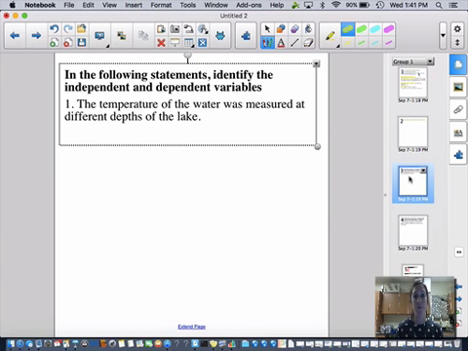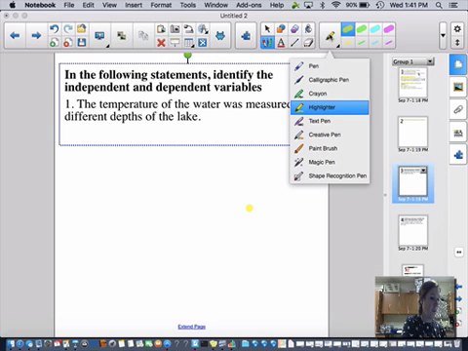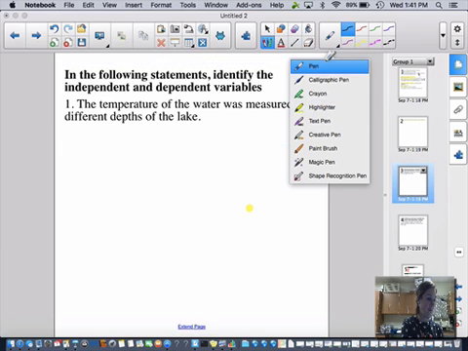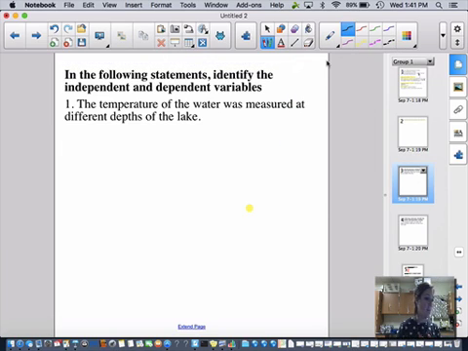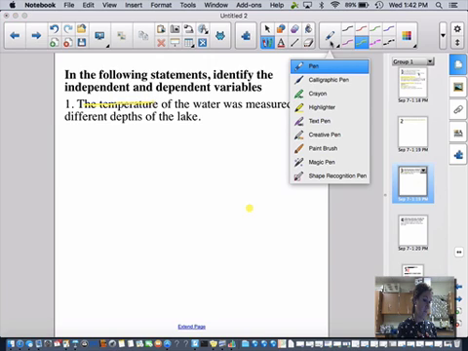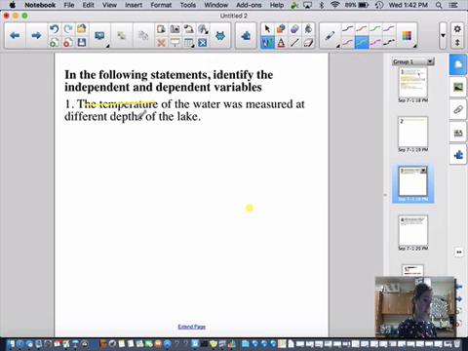Okay, so number one, in the following statements, identify the independent variable. The temperature of the water was measured at different depths of the lake. So I would say that our two variables we're looking at here is the temperature and the depth of the lake. Okay, so thinking to yourself, what happens the deeper you go into the water?